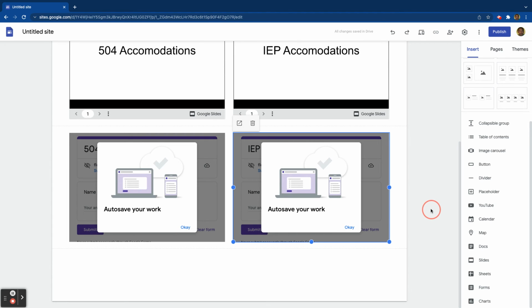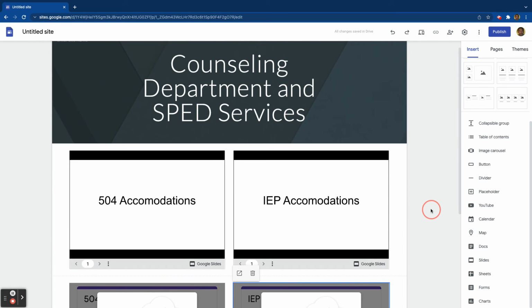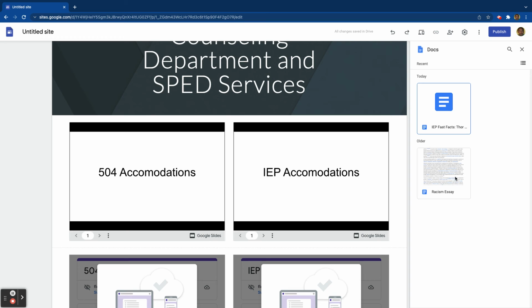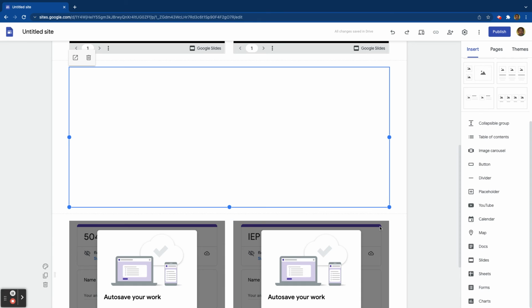In addition, they can also download some Google Docs here. So for example, here's some fast facts for a student. So we can have that here where teachers can come here, and then once they have access to the site, they're able to download the fast facts from a Google Doc about a student.